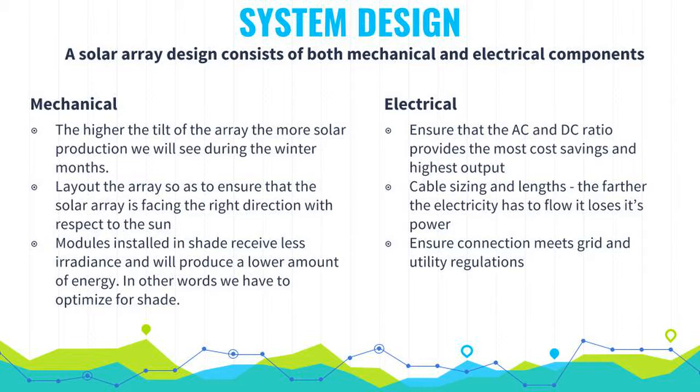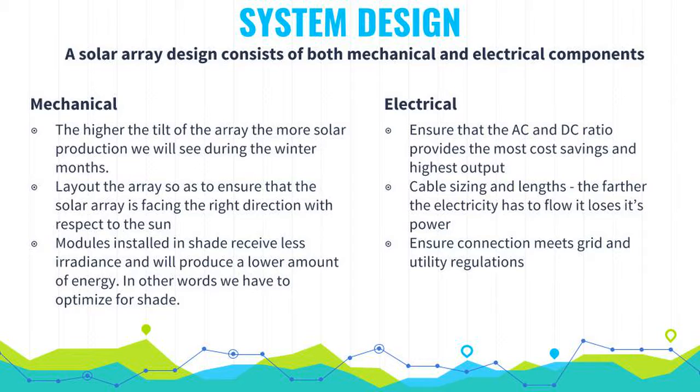There's a need to lay out the array so as to ensure the solar array is facing in the right direction with respect to the sun, due south. Modules installed in the shade will receive less irradiance and will produce a lower amount of energy than other modules. In other words, we have to do what's called optimize for shade. Electrical. We need to ensure that the AC to DC ratio is appropriate. In other words, DC is about 20% higher than AC power capacity. This ensures the most cost savings and typically the highest output.